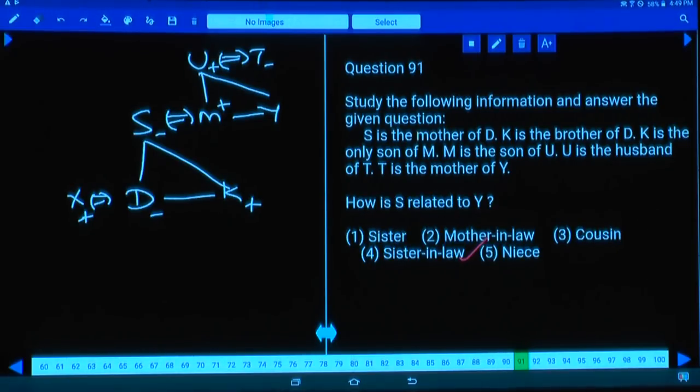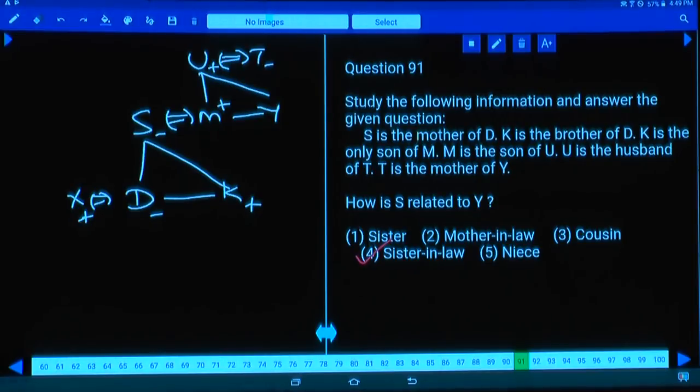Then the 91st. How is S related to Y? Y's brother is M, and the brother's wife is sister-in-law, choice 4. Now this is about question numbers 89 to 91.